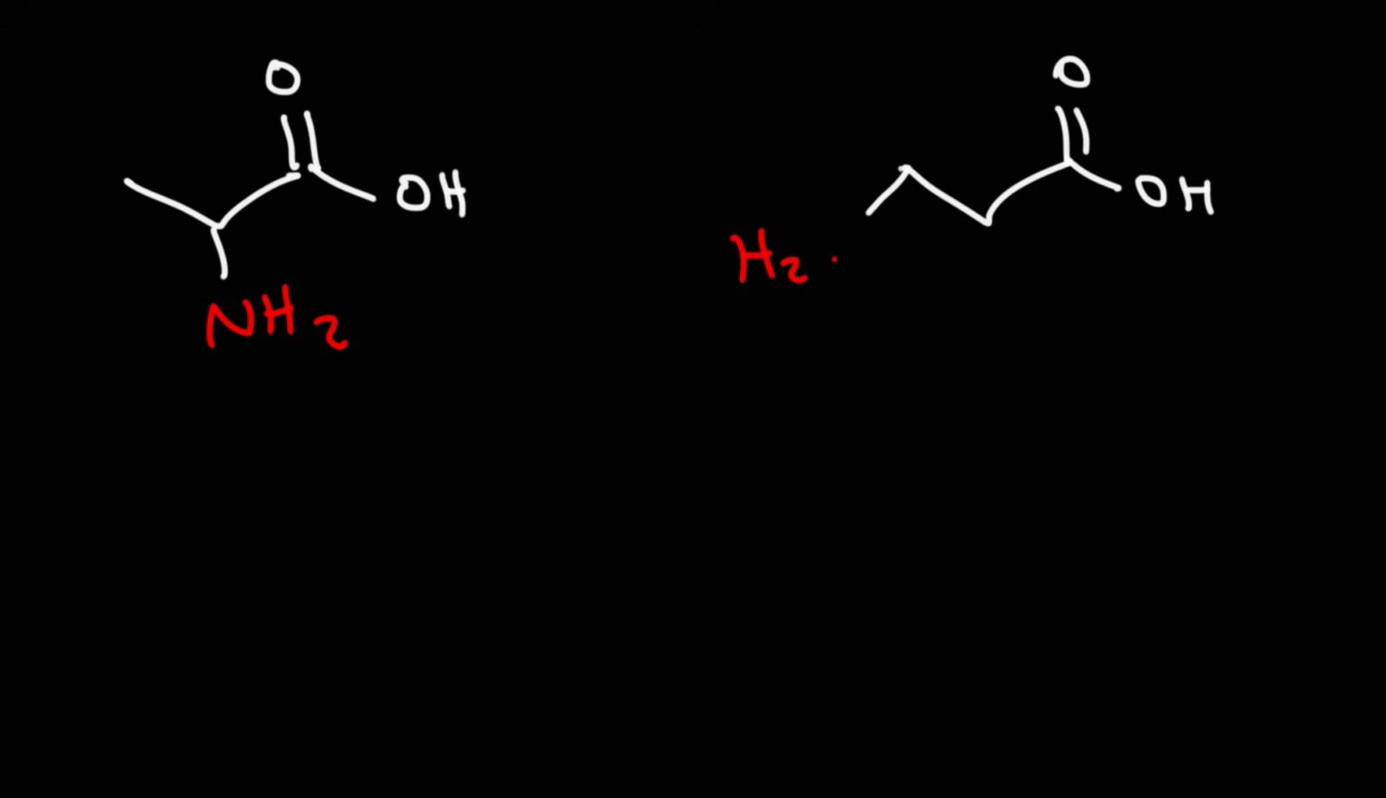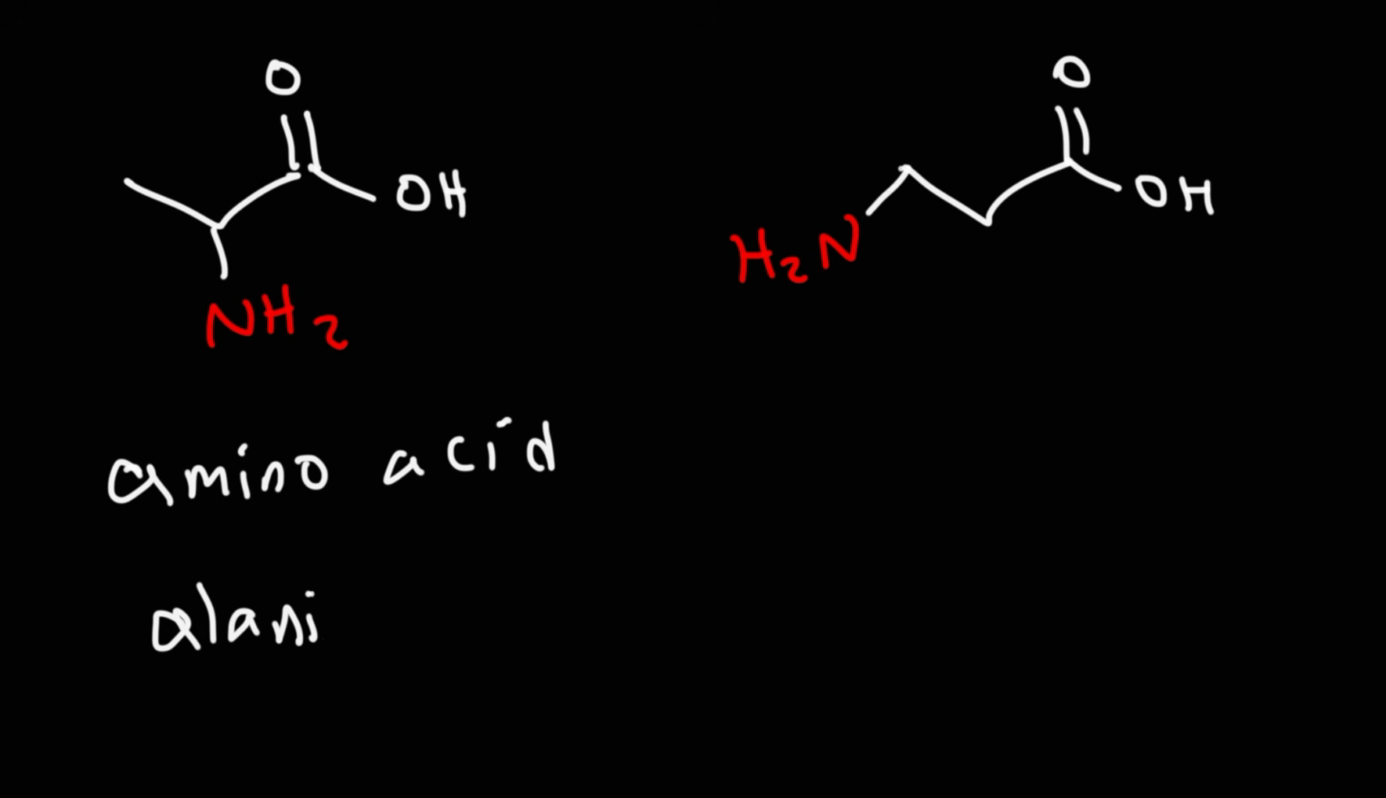What would you call this functional group? And let's compare it to this one. So here we have a carboxylic acid and we have an amine. So when you combine a carboxylic acid and an amine, you get an amino acid, which are the building blocks of protein. This particular amino acid is called alanine. But notice that the NH2 group is on the alpha carbon, so this is alpha alanine.